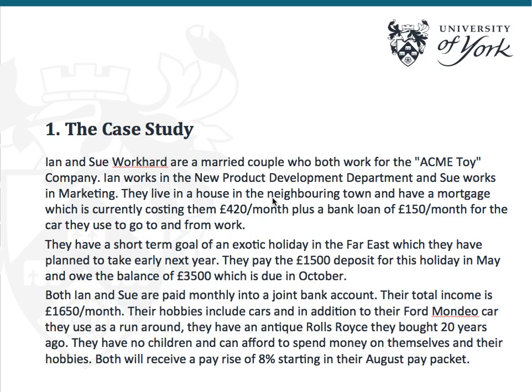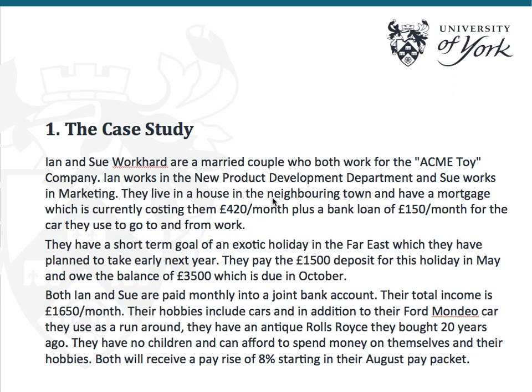If you're following this through with me, which I hope you are, they've got a short-term goal of an exotic holiday in the Far East. Good for them. Enjoy the sunshine, which they've planned to take next year. They've got to pay the £1,500 deposit for this holiday in May and the balance of £3,500 in October. So both Ian and Sue are paid monthly into a joint bank account, and their total income is £1,650 per month. They've got hobbies, and one of them is cars.